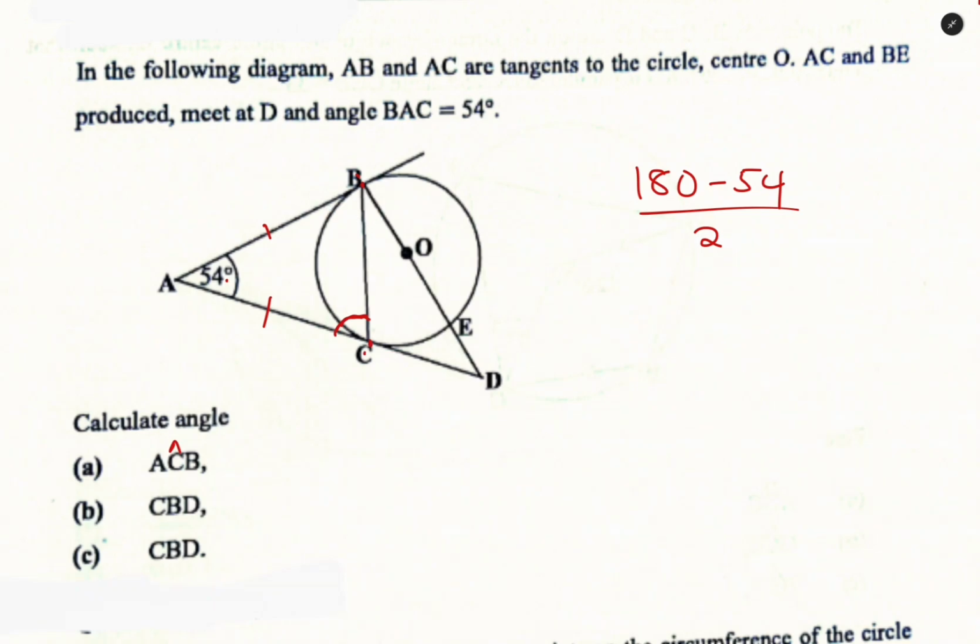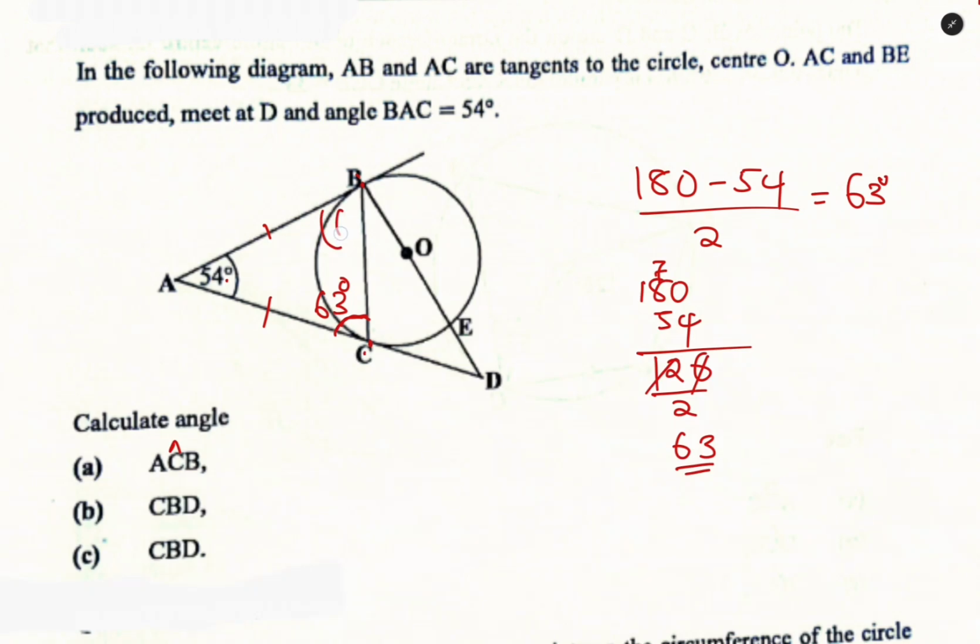So if you subtract 54 from 180, what is it going to give us? Let me say 180 minus 54. So this is 6, this is 7, this is 2, this is 1. So it's going to give us 126. 126 divided by 2, this is 6 and this is 3. So please confirm that we are getting 63. So this angle is 63 degrees, and also this one is 63 degrees.